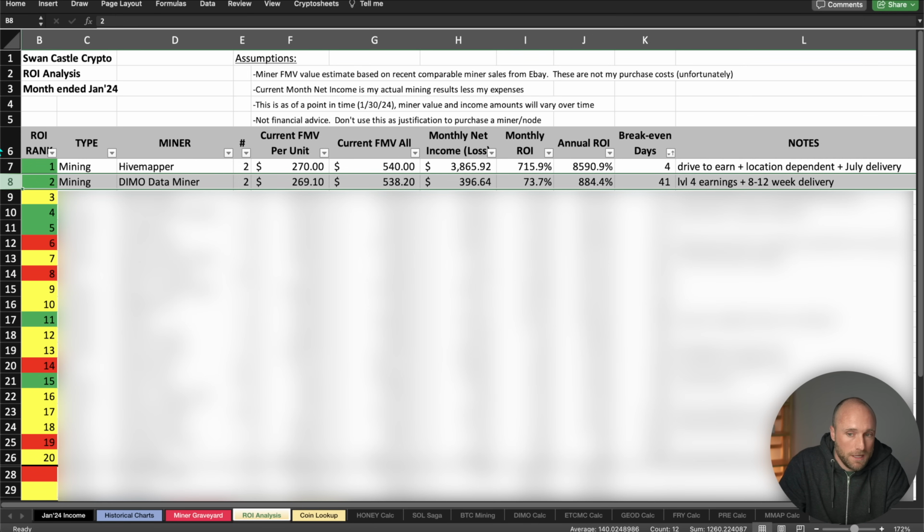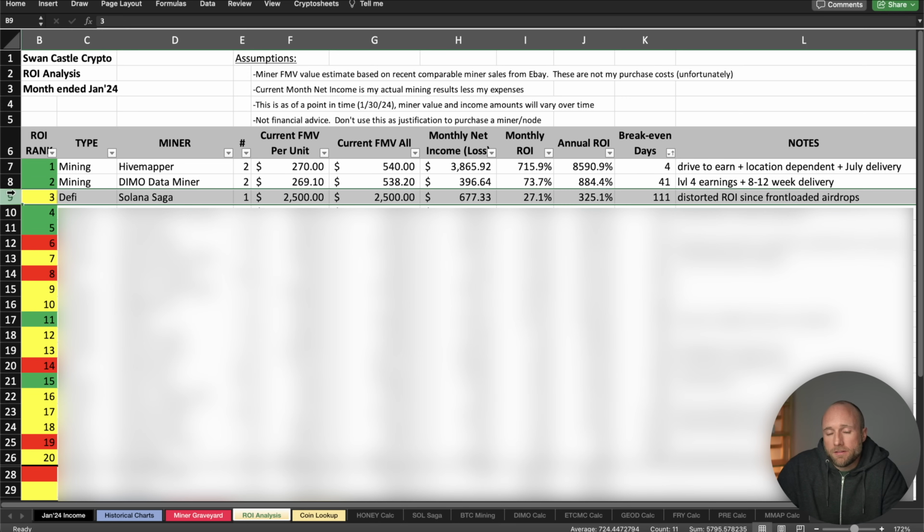And unfortunately for DIMO, delivery has started to be pushed out as this has become more popular. So you're looking at 8 to 12 weeks for delivery, which isn't too bad. I know my little brother bought one back in December and he was able to get his within a couple weeks, which shows how much deliveries have been pushed back as this has become more profitable.